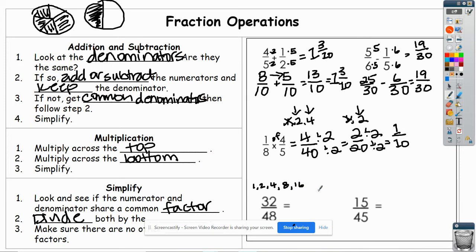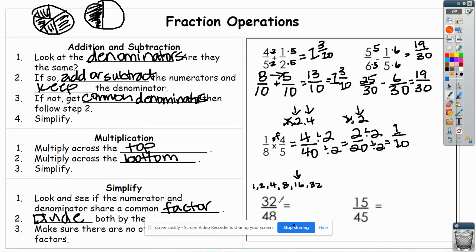There's 2 16s in 32 and then 32. So I've listed all my factors now for 32. I'm looking for the largest one that's also going to go into 48. And that is going to be, I believe, 16.